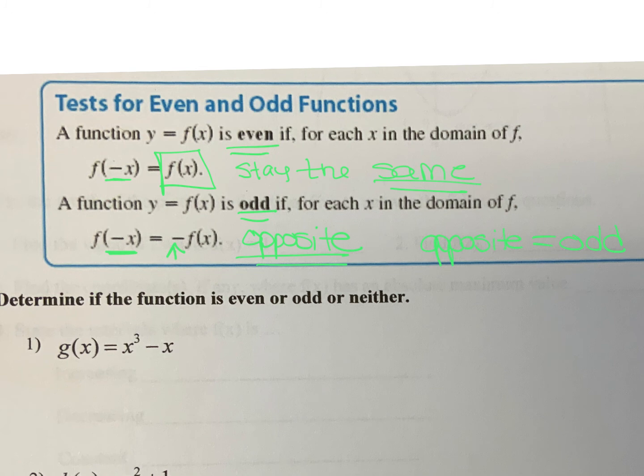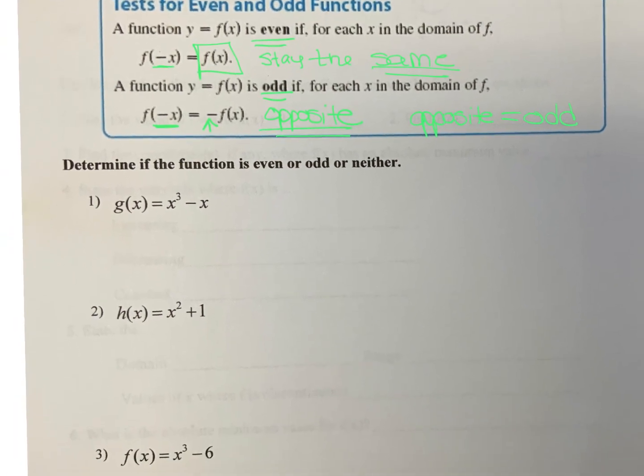So let's try these. Remember, it asks us if I'm even, odd, or neither. So if you're not all the same and you're not all the opposite, then it's neither. And we're only doing even and odd, which means we only have to plug in that negative x. So just be aware that you know what's being asked of you so that you don't do more work than you have to.